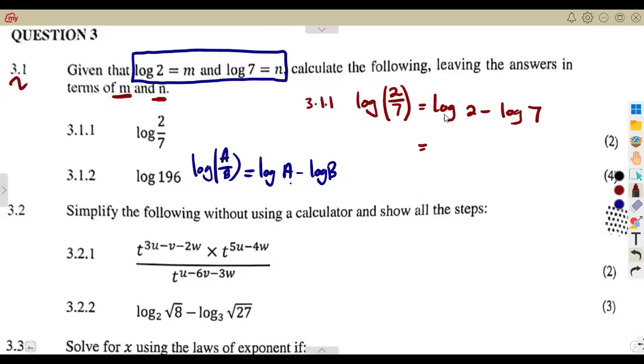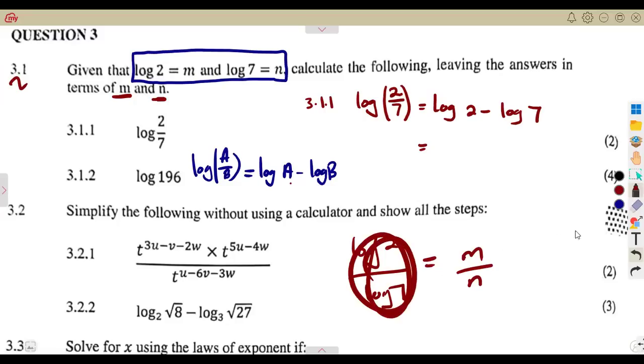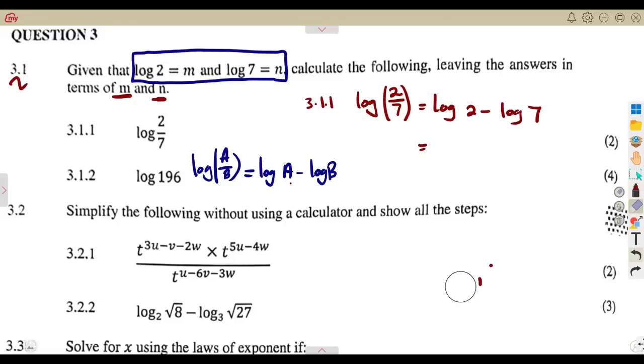As we can see, guys, here we do not have log 2 over log 7. So you do not write it as m over n, this is wrong. If it was like that, it was just going to be direct: I substitute log 2, which is m, and log 7, and we're not going to calculate anything. Take note, this one is log 2 over 7. It's a combined part. So you separate.